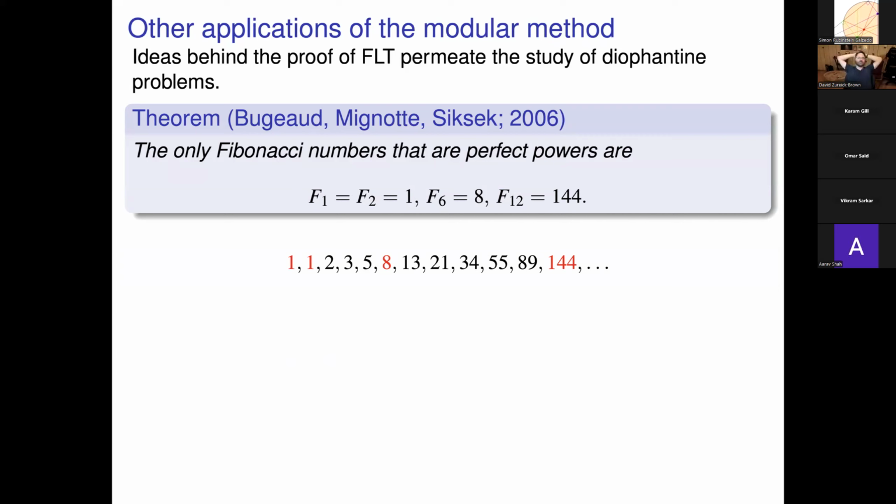Here's an ancient problem. Here's the Fibonacci sequence, and the ones highlighted in red, 1, 8, 144, are the only perfect powers in the Fibonacci sequence. One is a perfect power, 8 is a cube, 144 is 12 squared. It was a conjecture for hundreds of years that these were the only perfect powers. This was only proved in 2006. So this is another Annals paper. It uses Wiles's method, but it also needs a lot of other inputs. There's something coming from transcendental number theory, this method of linear forms in logarithms, which they use.